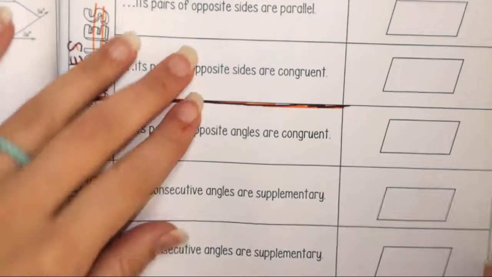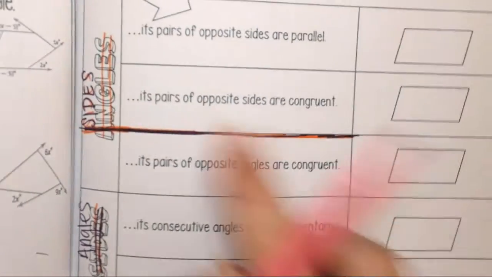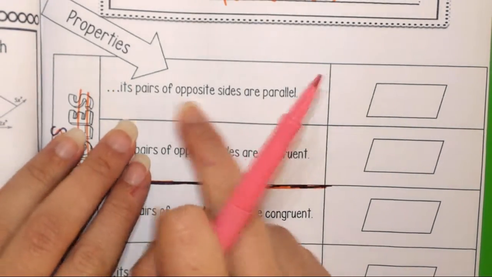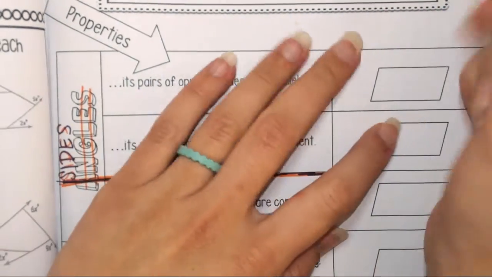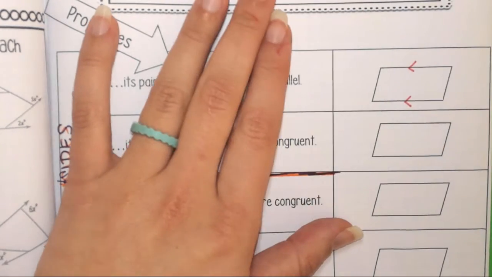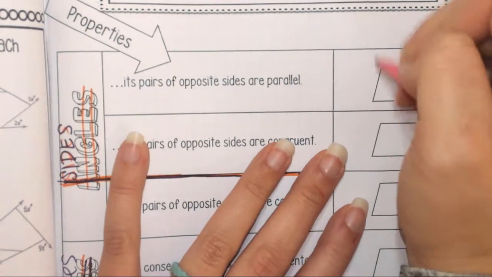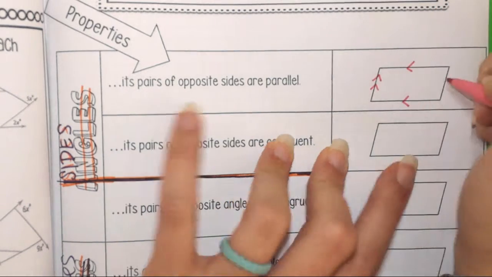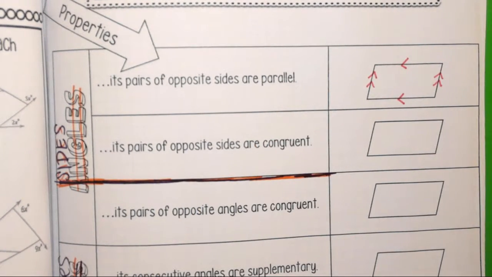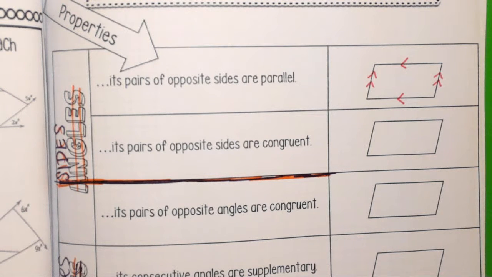All right, so when you have a parallelogram, you can look at it 3 different ways. You can look at the sides, you can look at the angles, or you can look at the diagonals. If you look at the sides, one rule is its pairs of opposite sides are parallel. So remember, for us to mark that things are parallel, we use little arrows. So those are parallel, and these two are parallel. Boom, that's a parallelogram.